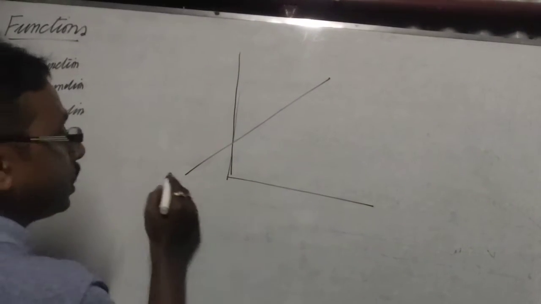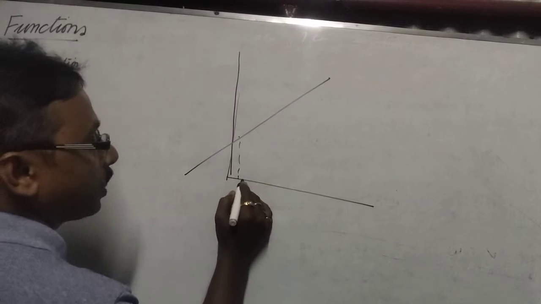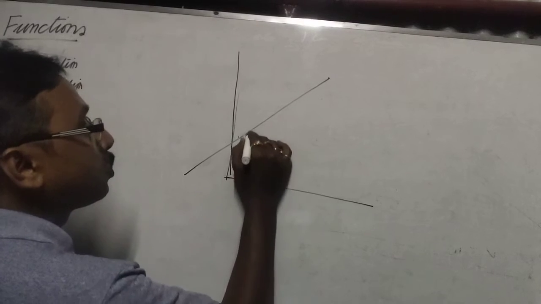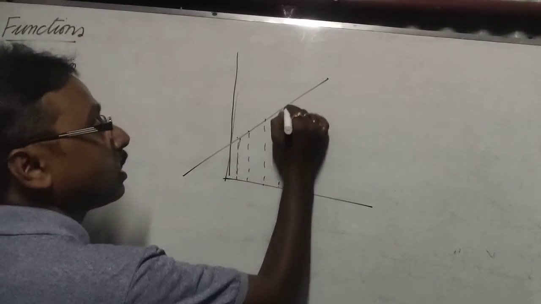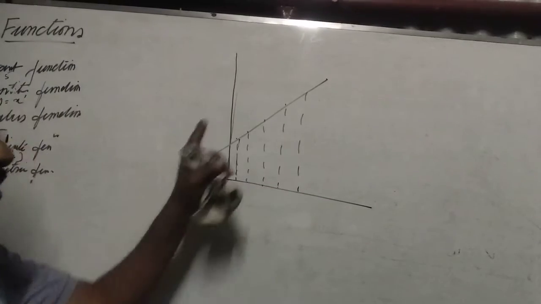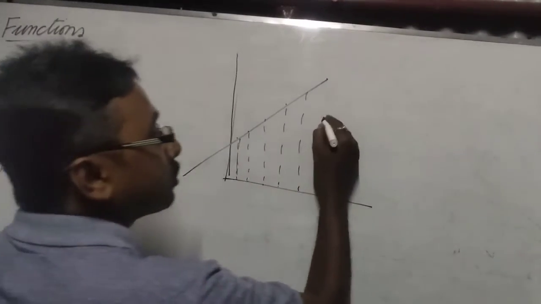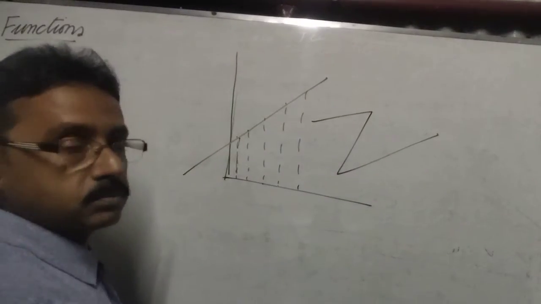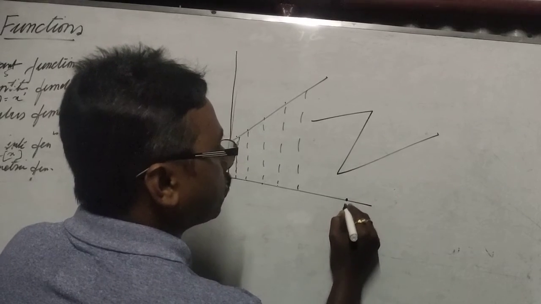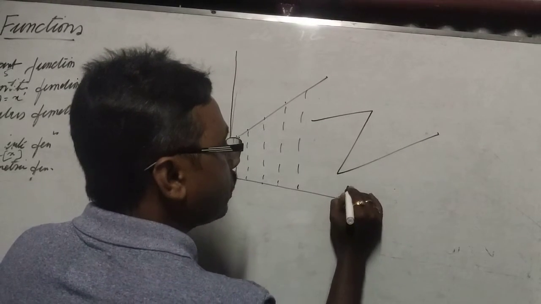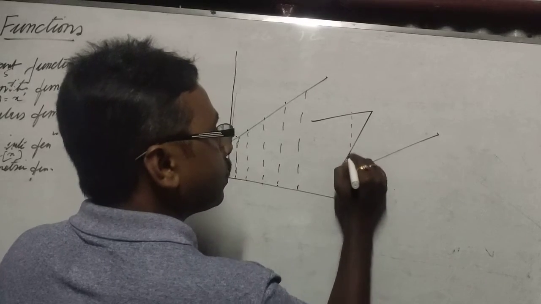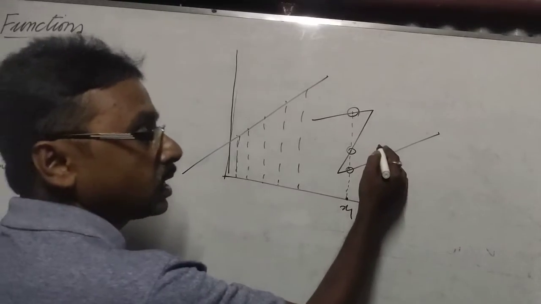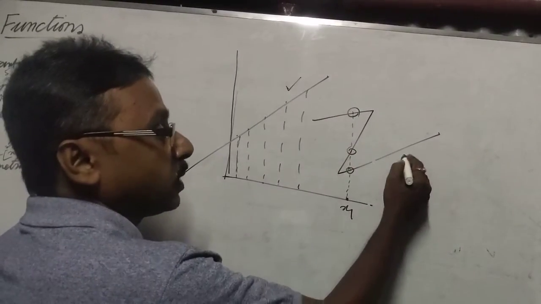Suppose this straight line. For each and every value of x, there is an image. Suppose x is 1, we will get a particular value. X is 2. So each and every element has a unique image. So this is a function. But now suppose this is the relation. Is it a function? See, for this particular value of x, x1, how many images do we have? 1, 2, 3. So images are not unique. So this is not a function. This is a function, but this is not a function.